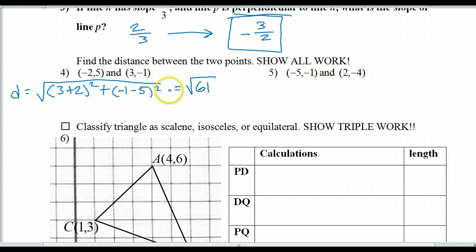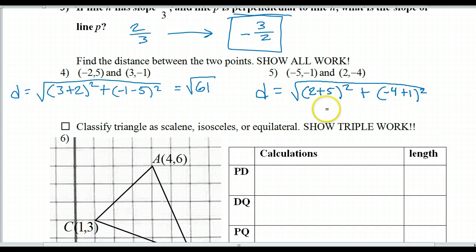Alright, we're using the distance formula. We're experts at this by now. And same thing for number 5. So that's going to be the square root of, and x minus x, so I'm going to do 2 plus 5 squared. Then y minus y, so I'm going to do negative 4 plus 1 squared. Again, minus a negative 1 is the same as addition. Back to the calculator.